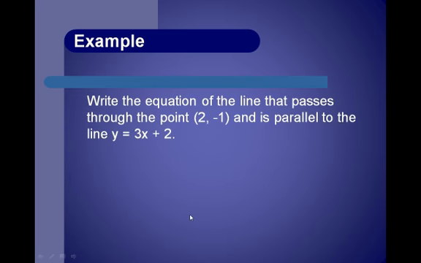Our next example, write the equation of the line that passes through the point (2, negative 1) and is parallel to the line y equals 3x plus 2. Same thing.